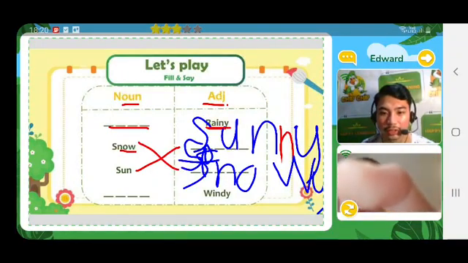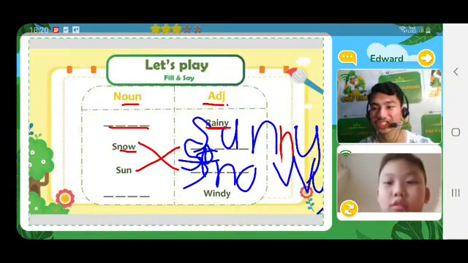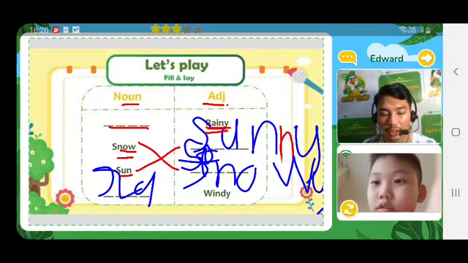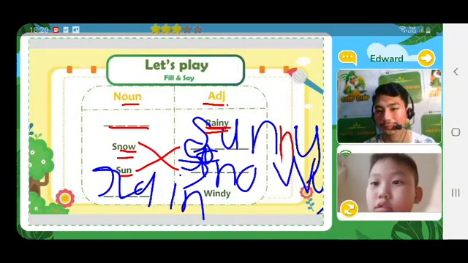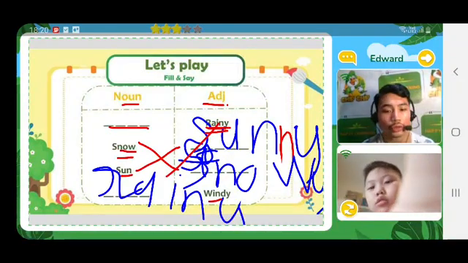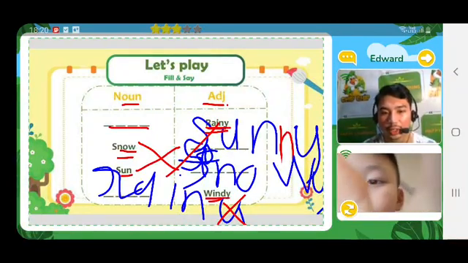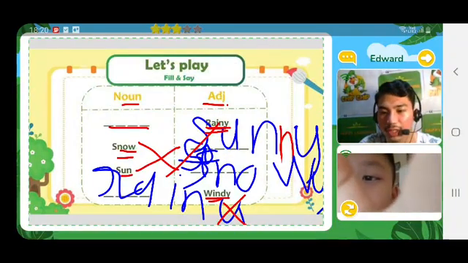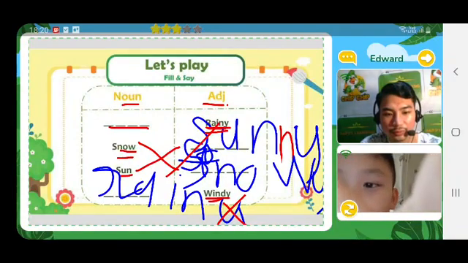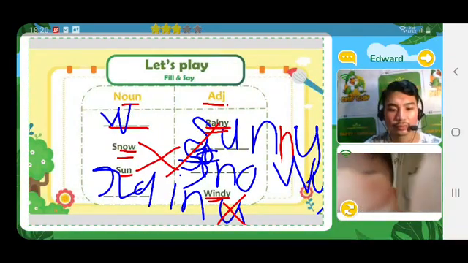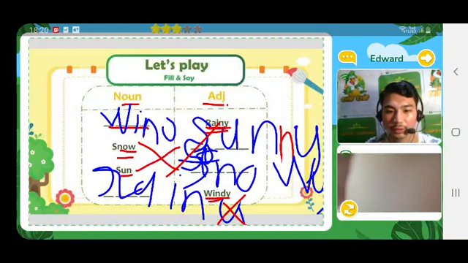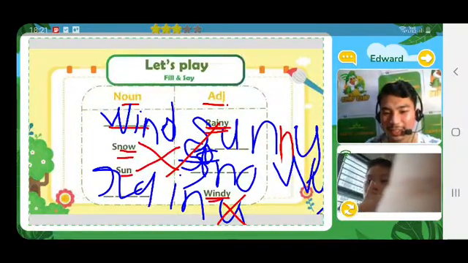Rain. No Y. Rain. Just like snow, sun. Oh, here, yeah, rain. R-A-I-N. Yes. How about windy? Wind. Oh, no. Why? Windy. Wind. Yeah, wind. Okay, very good. That is correct. Okay, good job. How about the next one?